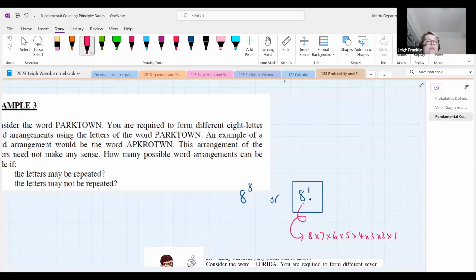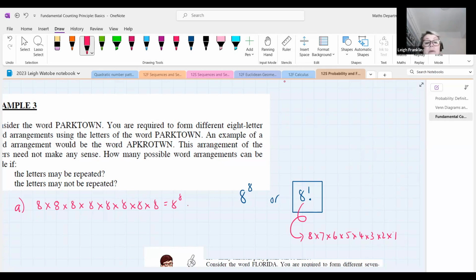In this question, it told us the letters can be repeated. So in the first block, we've got 8 different ways in which we can fill the first block. But if we're allowed to repeat our letters, it means we would have 8 different ways in which we could fill the second block as well, and 8 different ways to fill the third and the fourth and the fifth and the sixth and the seventh and the eighth. So the correct thing for the first one is 8 to the power of 8, because repetition of these letters is allowed.